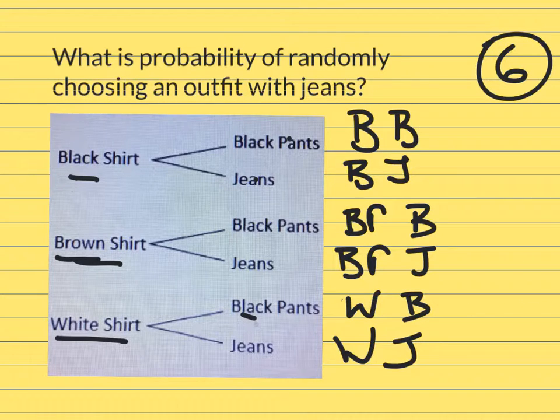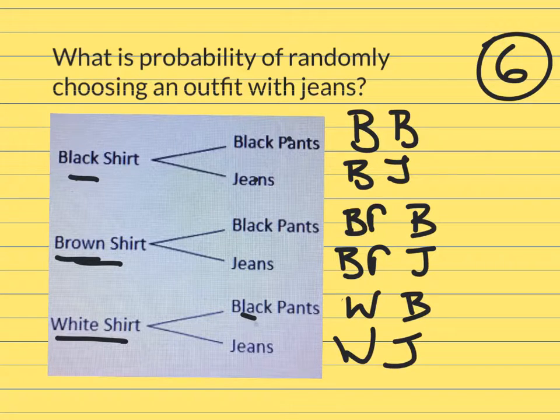Now let's see, what's the probability? Let's look at our question. What's the probability of randomly choosing an outfit with jeans? Well, I do have 1, 2, 3, 4, 5, 6 different outfits, and let's circle all the ones that have jeans.